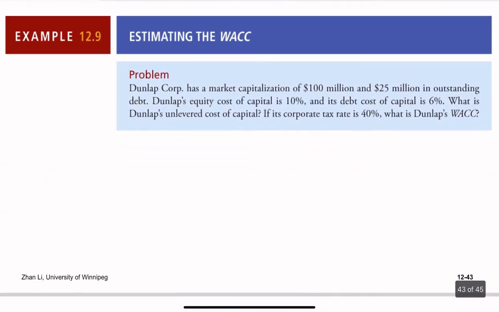Okay, now let's see this example here. So the firm has a market cap of $100 million and $25 million in outstanding debt. Its equity cost of capital is 10%, and its debt cost of capital is 6%. The first question is, what is this firm's unlevered cost of capital? And the second question is, if its corporate tax rate is 40%, what is its WACC?